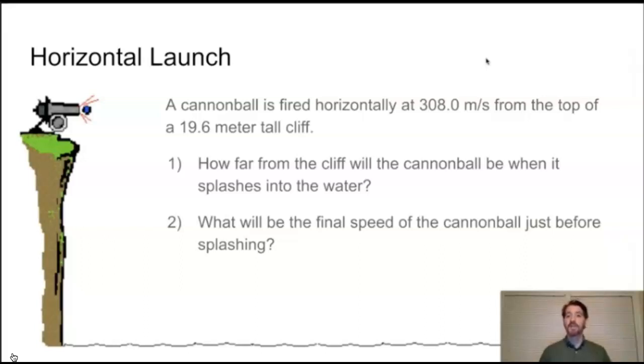I'd like you to give some thought to what question 1 is asking in terms of the variables that we have in our various kinematics equations. What is that variable for question 1? It's how far, so it's a displacement, like a delta x or a delta y, but which direction are they talking about? They're talking about how far it will be horizontally. They're talking about delta x.